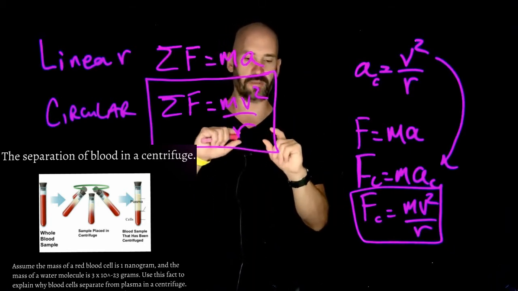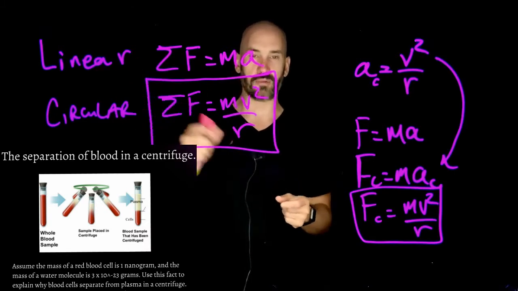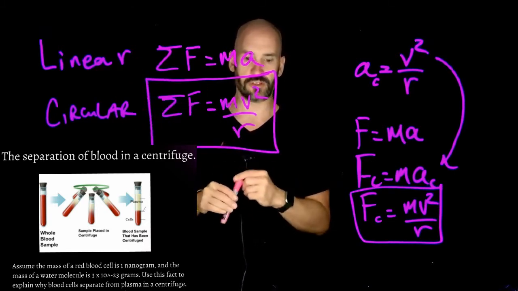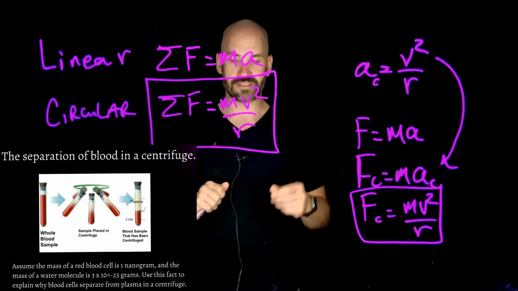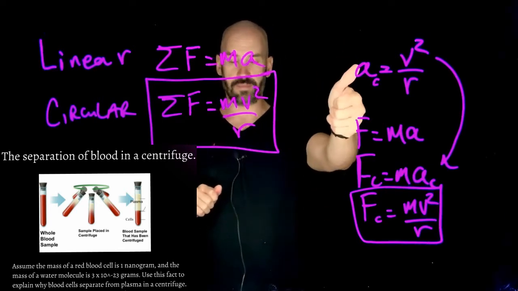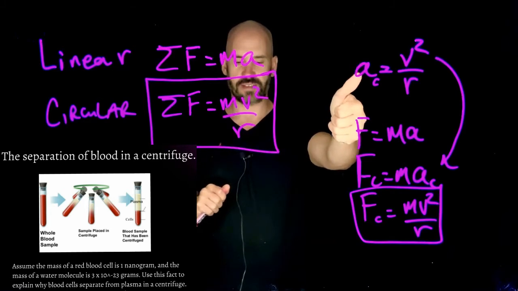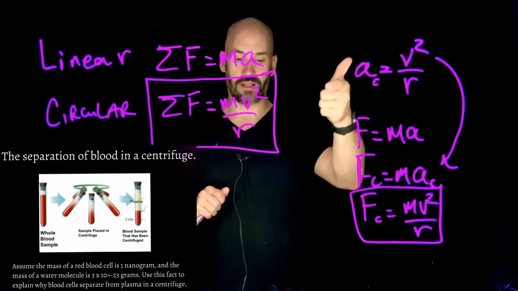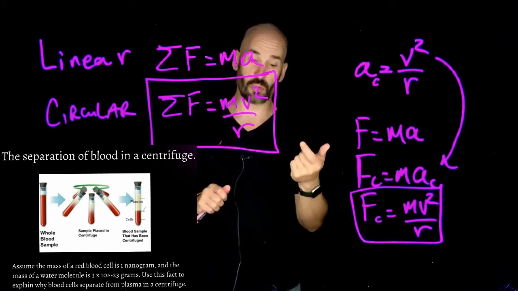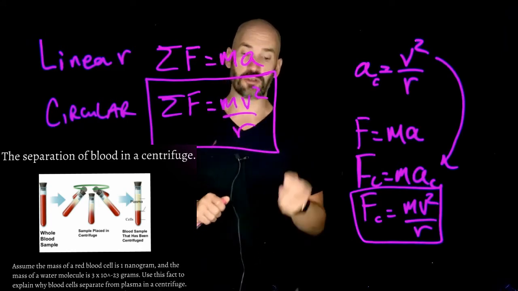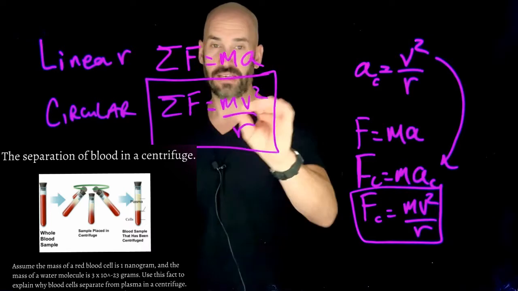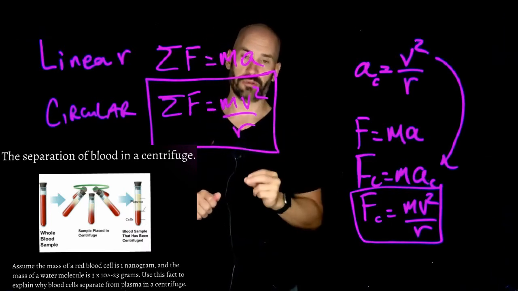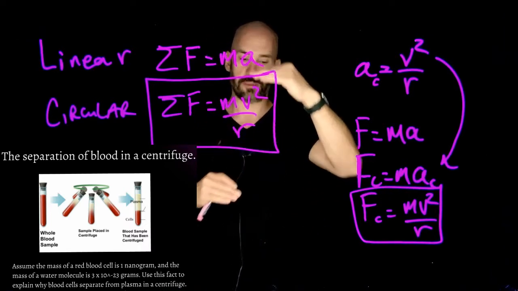This is basically just a rehash of the problem we did earlier with the centrifuge. So go ahead. You can put in the mass of a red blood cell, which is 1 nanogram, 1 times 10 to the minus 9, versus the mass of a water molecule, which is 3 times 10 to the minus 23 grams. And so you can tell from this that there's going to be a drastically different centripetal force experienced by both those objects, causing them to separate.